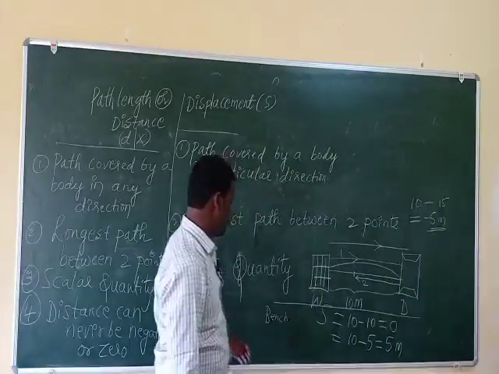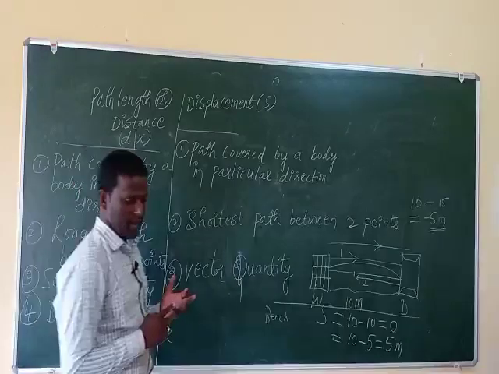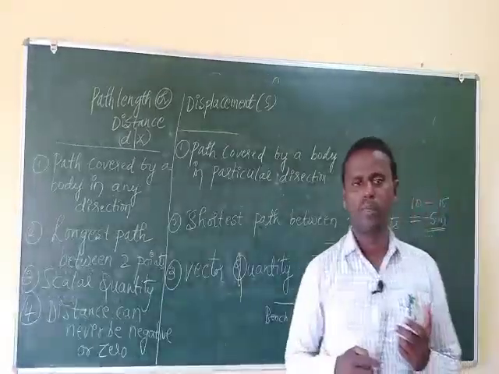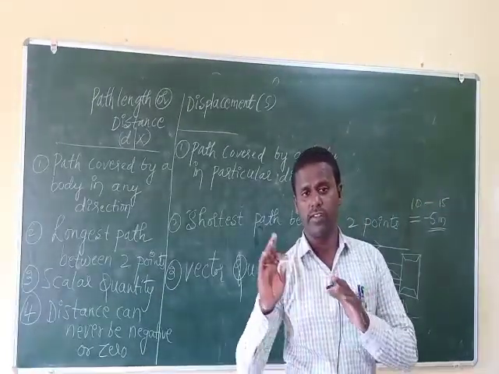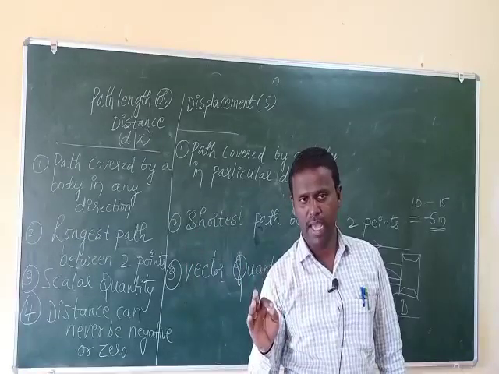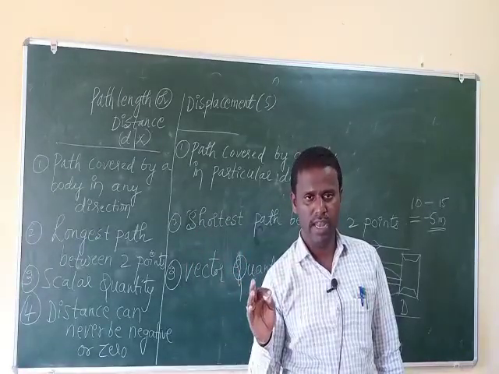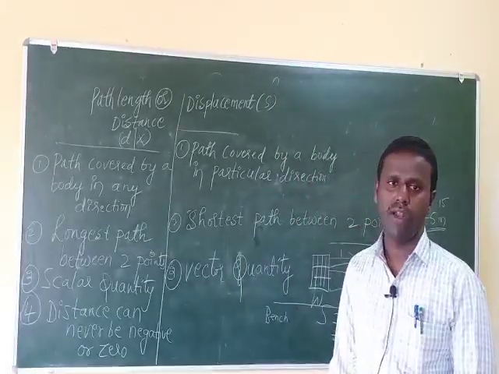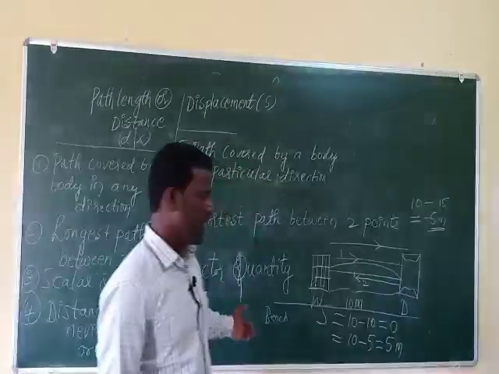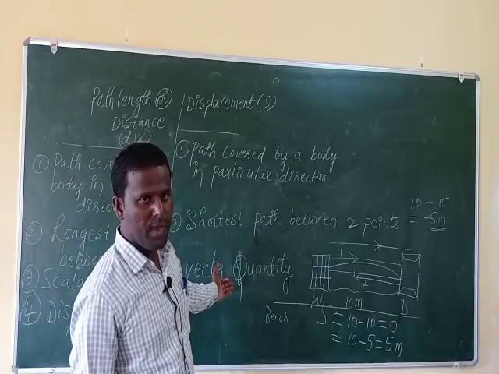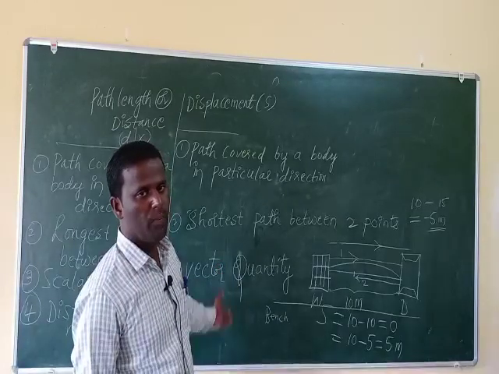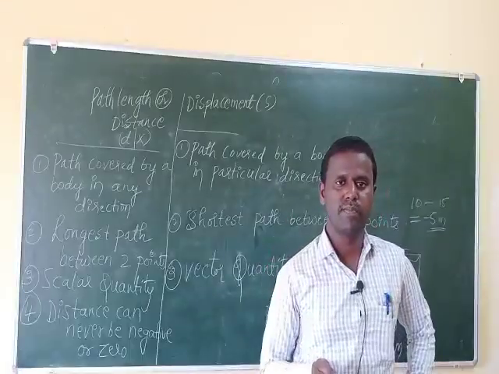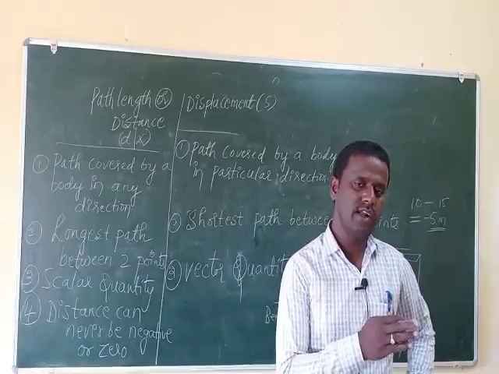So displacement may be negative, displacement may be positive, displacement may be 0. So distance is always positive. Distance can never be 0. Distance can never be negative. Distance is always positive. What about displacement? Displacement may be negative, it may be positive, or it may be 0. And one more thing, distance is always greater than the displacement. Distance can never be lesser than the displacement.